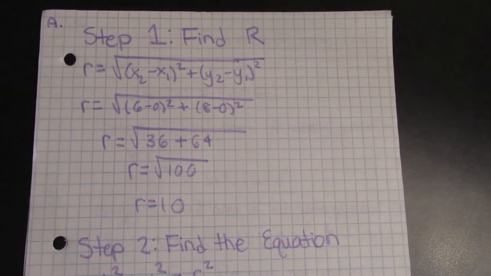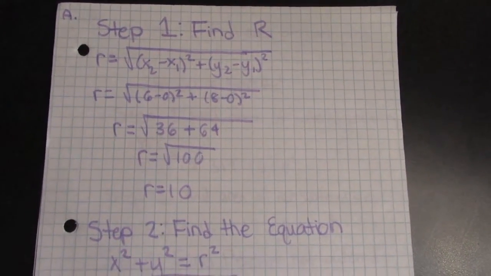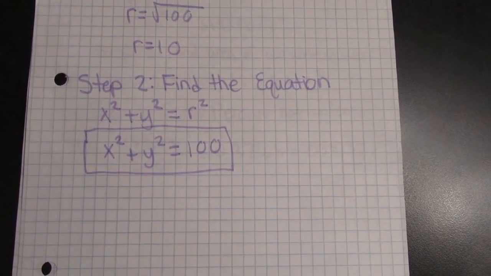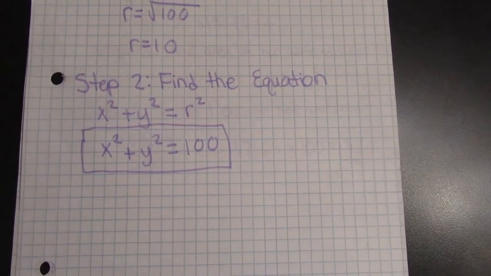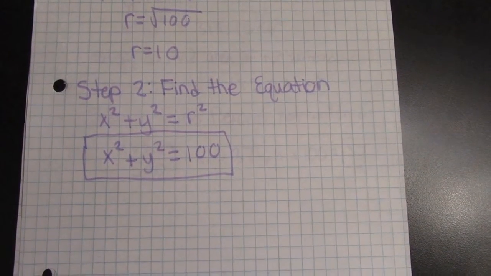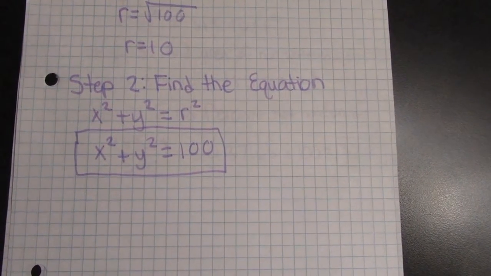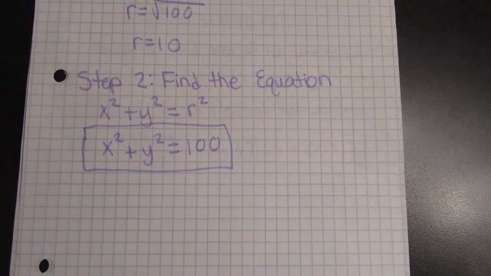Great, so now we need to use this to find the equation. This is step 2. So we know x squared plus y squared is equal to r squared. So we just plug in our r and square it. We know r is 10, square it to get 100. So x squared plus y squared is equal to 100.